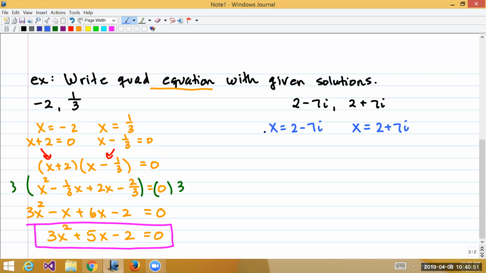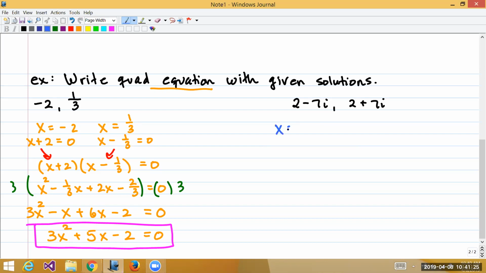If we bring everything over to one side, that gives us x equals negative 2 plus 7i, x equals negative 2 minus 7i. Forget I just said all of that. I'm supposed to set it equal to 0, which I did, and then bring everything over to one side. So let's do it again, I'm so sorry.